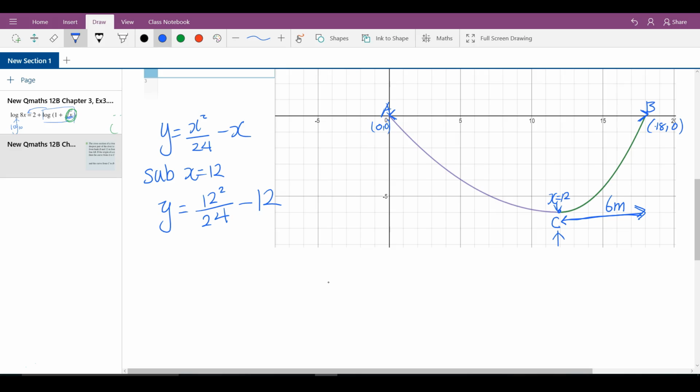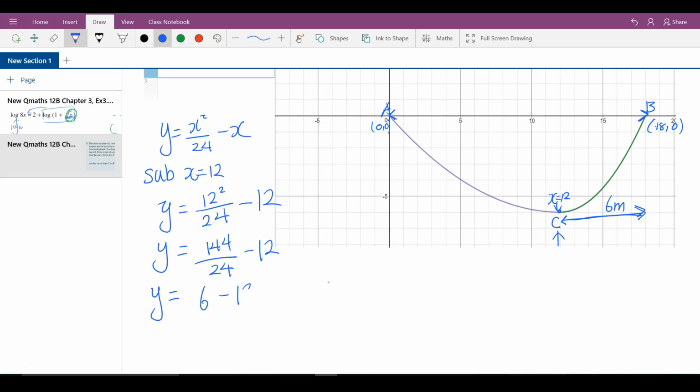Okay. And then y equals 144 over 24 minus 12. Let me calculate that. 144 divided by 24 gives us 6. 6 minus 12 is negative 6, which makes sense. So this one looks like it's a negative 6 value anyway. So we've got a negative 6. We've got 12 and negative 6 here.